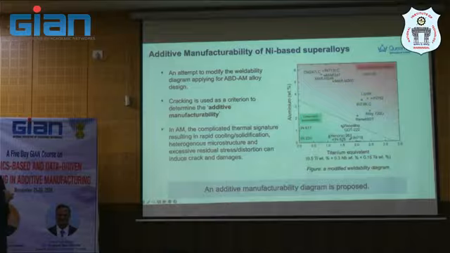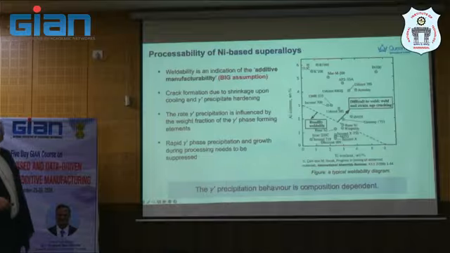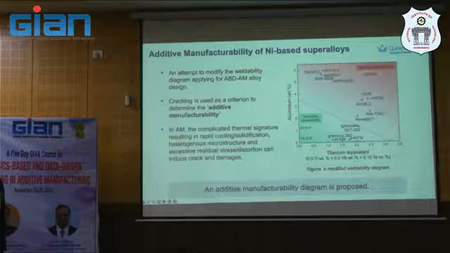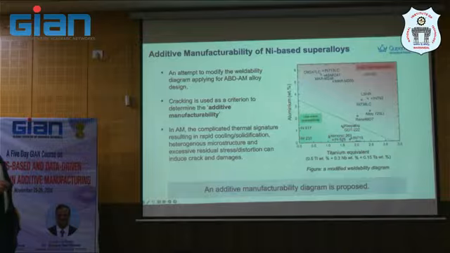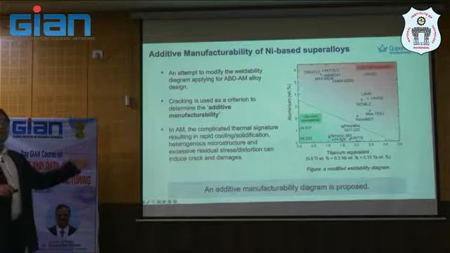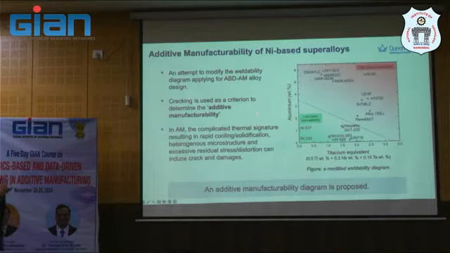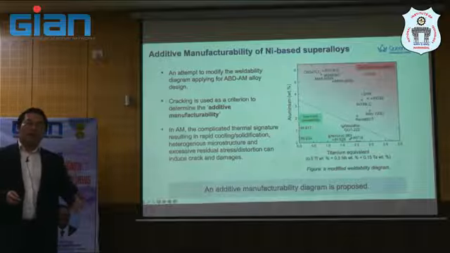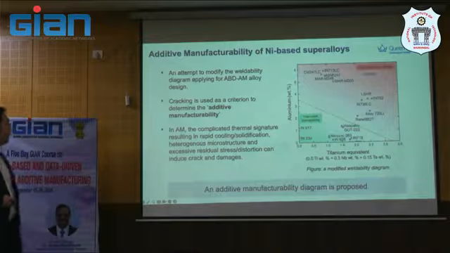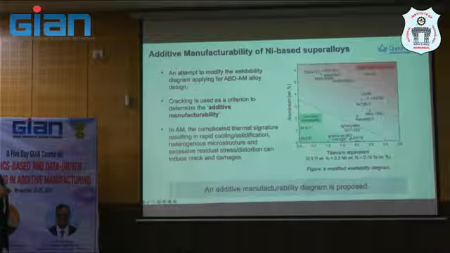And then in the next attempt, we modify that diagram a little bit. And then we try to say that we want to use this diagram for additive manufacturing. That is the starting point of the link between composition and processing. And that's why we call this criteria a cracking criteria, as the criteria to determine manufacturability of the material.